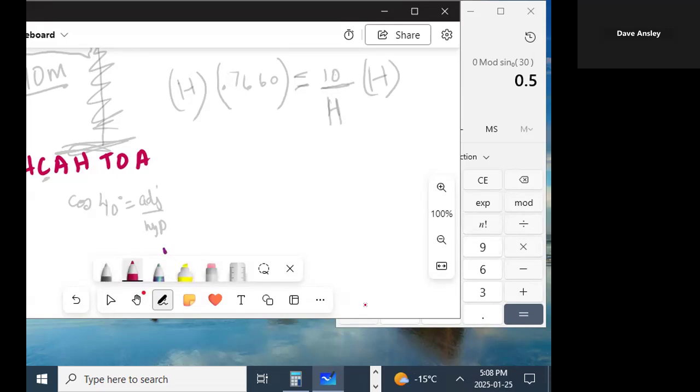So there was an H on the bottom, so you wanted to cancel it out. Did you see that I just canceled it out? So now it's 10 is equal to H times 0.7660. No, there's no H's on that side. It's gone. Oh, I agree with you. Sorry, I was not in the right place.